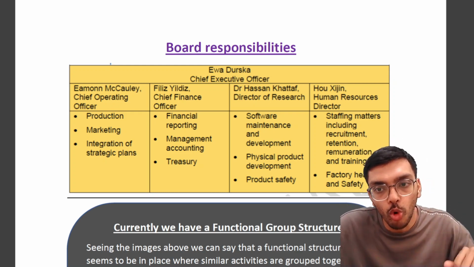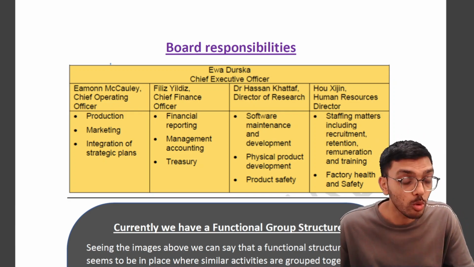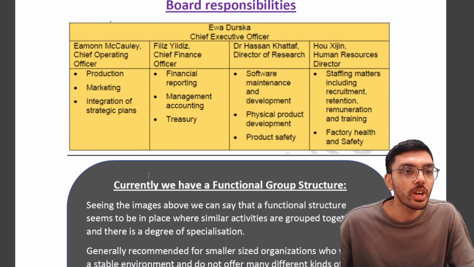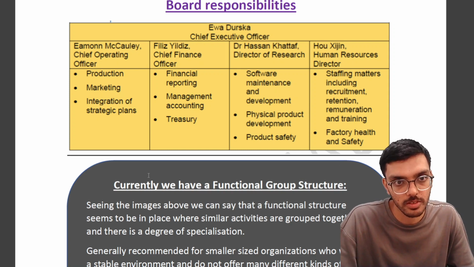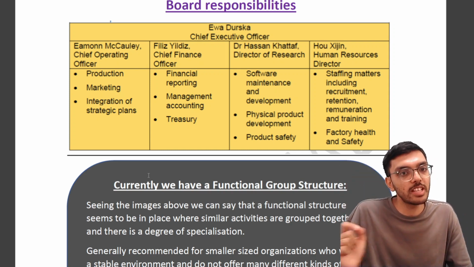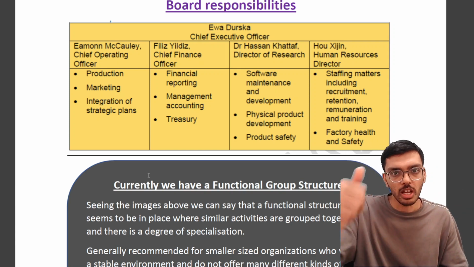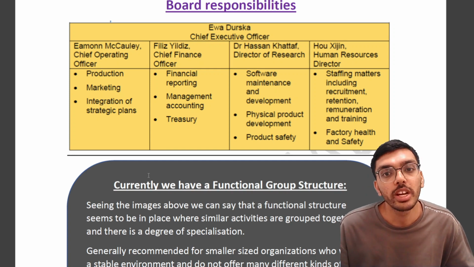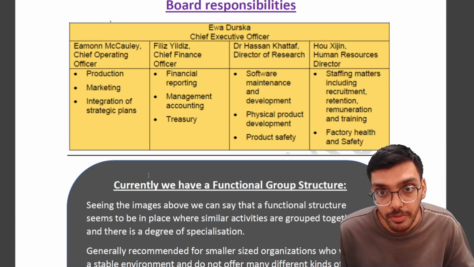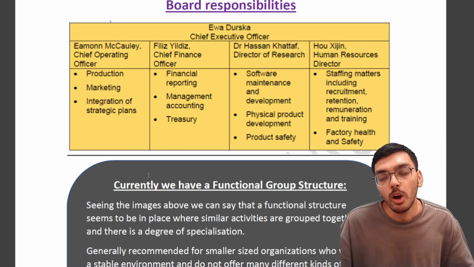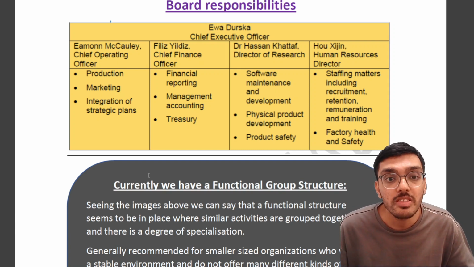So if I look at this overall layout that they have given me, Eamon, who is the operations officer, is looking at production, marketing and integration of strategic plans. Phyllis, who is the finance officer, is looking at treasury, management accounting, financial accounting. Hassan, director of research, is looking at software maintenance, physical product development, product safety. How Srijin, human resource director, is looking at staffing matters, factory health and safety.